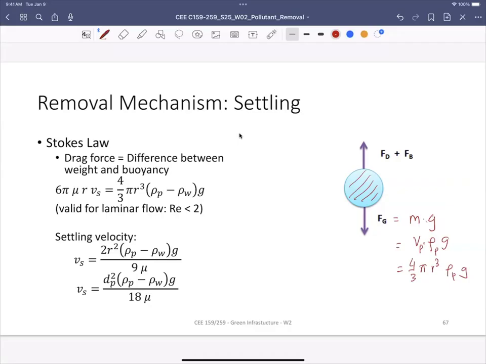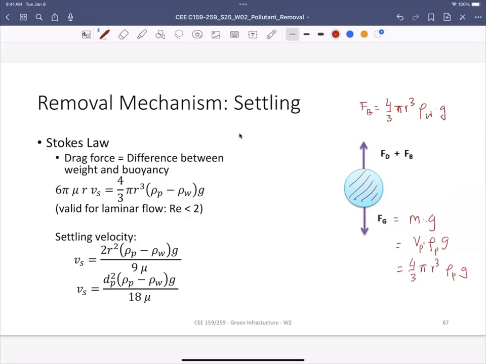What about the other forces? The next force is buoyancy. Buoyancy is the weight of the water the particle displaces. You can write the buoyancy the same way: the volume of water displaced is 4/3 pi r cubed, the density is the density of water, and g is the acceleration due to gravity. When you combine them together, this determines the net force experienced by the particle.